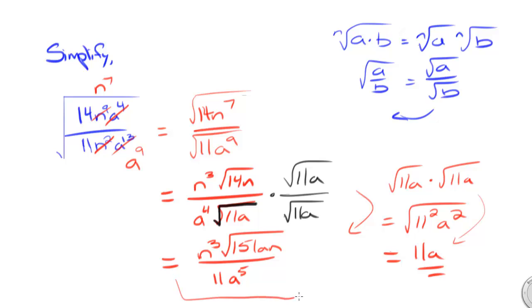This right here, this glorious, still crazy looking thing, but mathematically completely simplified, is our final answer. Because the radical is simplified as much as possible and the denominator does not contain any radical. That's the entire goal of these division of radicals.